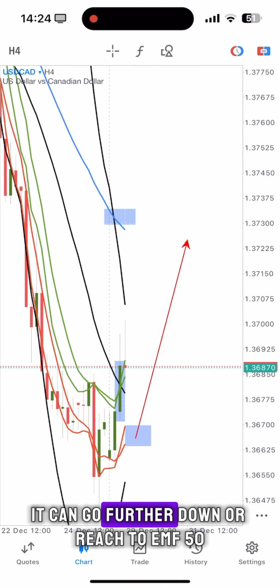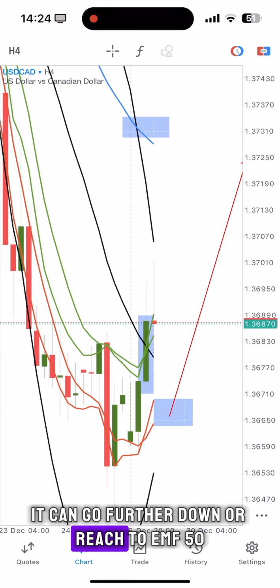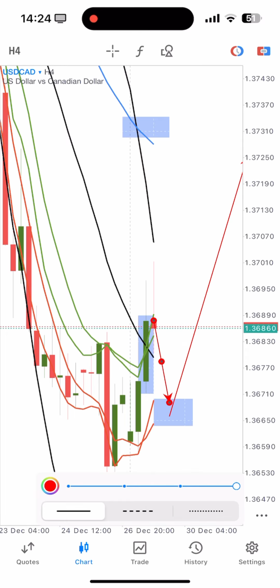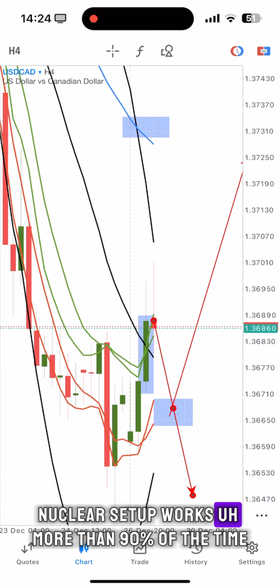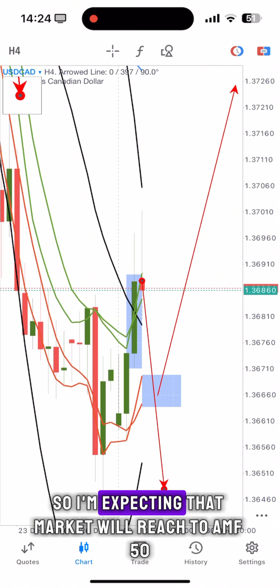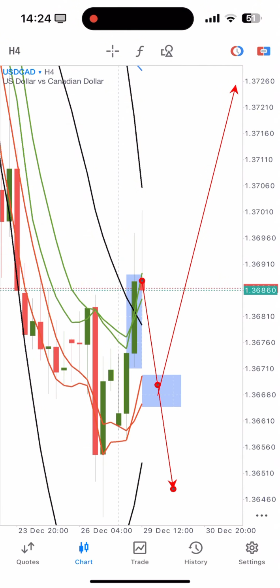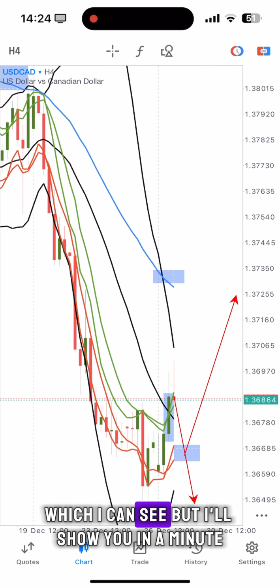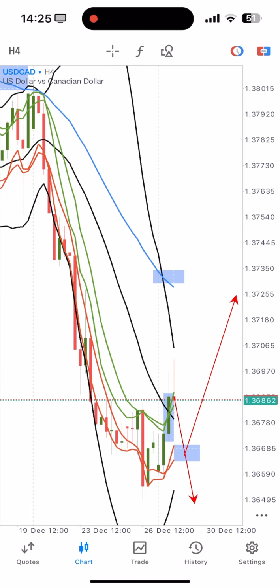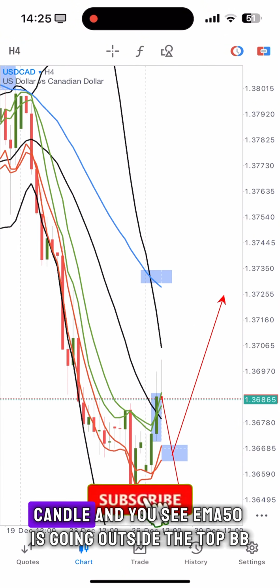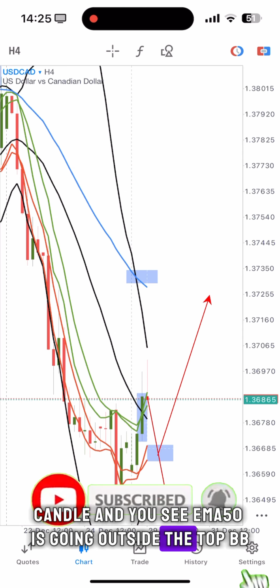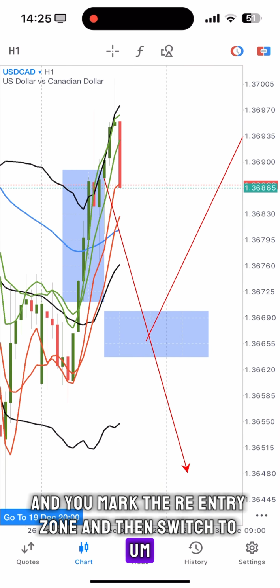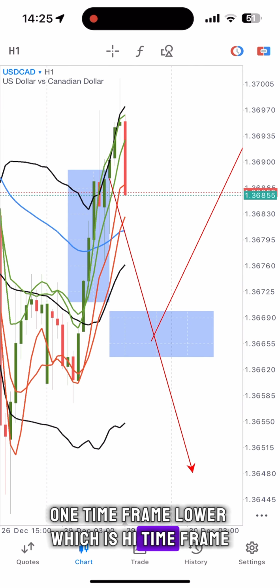It can go further down or reach to EMA 50. So this is our expectation. Nuclear setup works more than 90% of the time, so I'm expecting that market will reach to EMA 50, or at least the next roadblock supply area, which I can see, but I'll show you in a minute. So once you mark the CSAK candle and you see EMA 50 is going outside the top PP, you mark the re-entry zone and then switch to one time frame lower, which is H1 time frame.